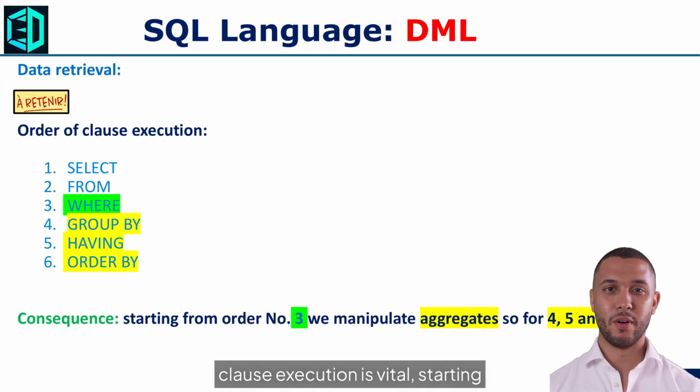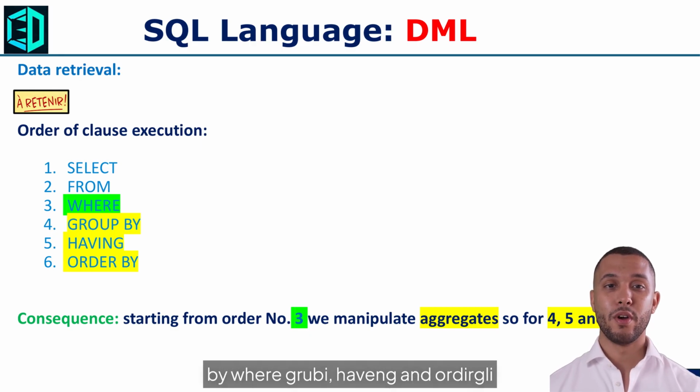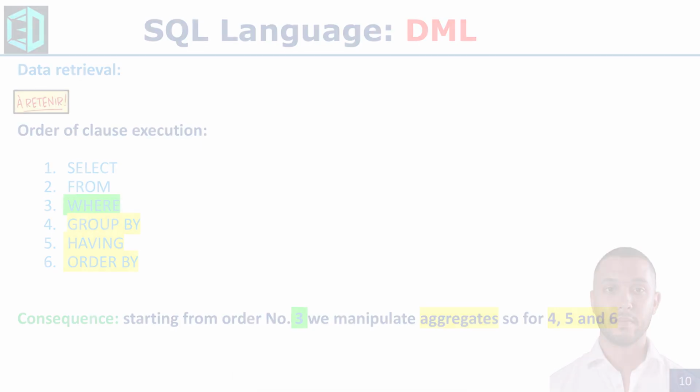Understanding the order of SQL clause execution is vital, starting with select and from, followed by where, GROUP BY, having, and ORDER BY. It ensures accurate data manipulation and retrieval.